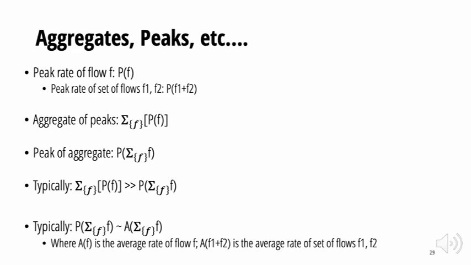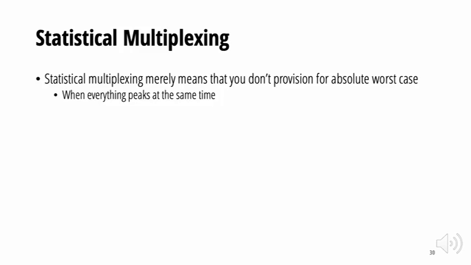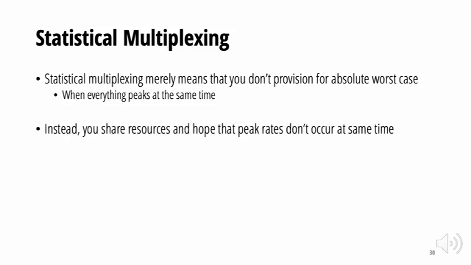Any questions before I move on? This notation, just stare at it for a little bit offline. It's not actually complicated. Really all it's saying is you don't design for the absolute worst case. The worst case is that all of us have our peak demand at the same time. And so instead what statistical multiplexing says is you share resources and you kind of just hope that the peaks don't all occur at the same time.